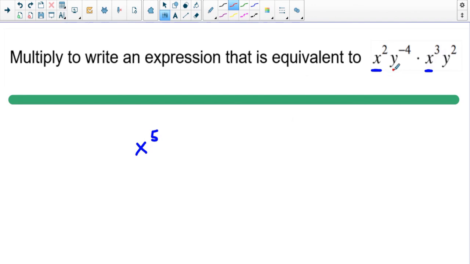And same thing for the y's. These are both like bases, y and y. So I just add these exponents. -4 plus 2, that's going to be y to the -2 power. So when I go to write my final answer, the x to the 5th will be on top. This negative exponent is going to flip to the bottom, y to the 2.